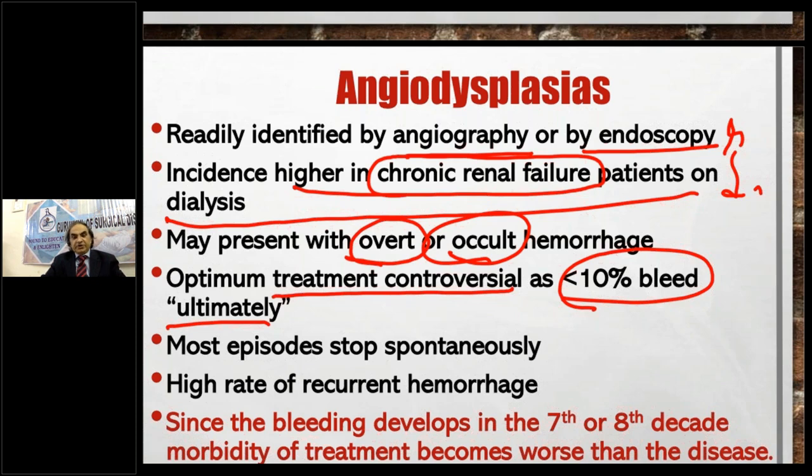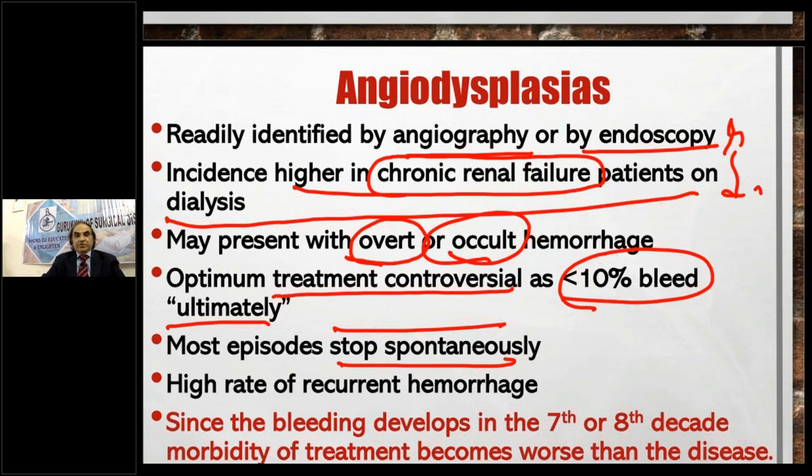So they may not bleed at all. It's less than 10%, as I was saying. So very often we don't see angiodysplasias bleeding. We see angiodysplasias more often, but not all of them bleed. And most episodes stop spontaneously. But they have a high rate of recurrent hemorrhage. So either they were not the cause, so it continues to happen naturally because you haven't fixed the cause, or they tend to re-bleed each time. Nobody knows. Less than 10% of angiodysplasias bleed.